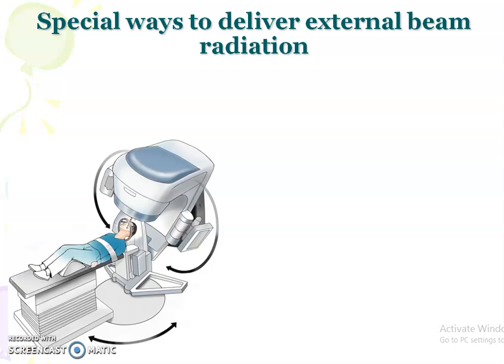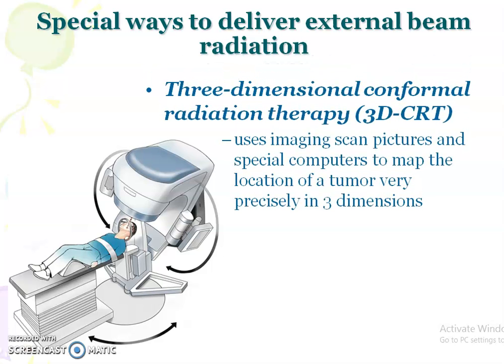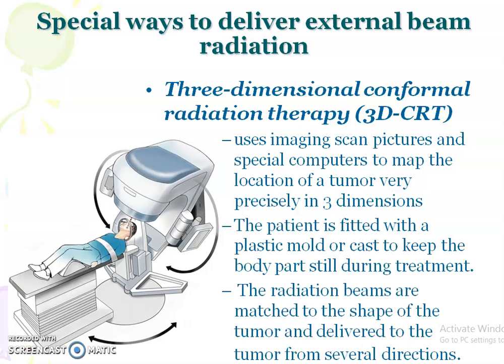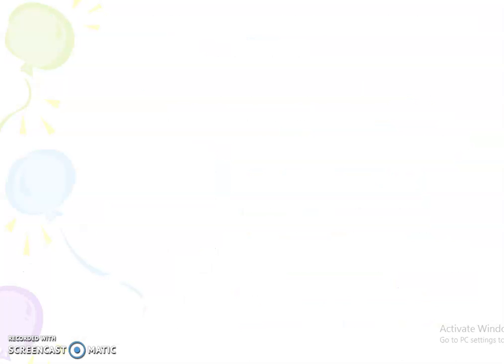There are some special ways to deliver external beam radiation, or else we can say these are the types of external beam radiation. The first one is 3-dimensional conformal radiation therapy, that is 3D CRT. Here we use imaging scan pictures and special computers to map the location of the tumor very precisely in 3 dimensions. The patient is fitted with a plastic mold or cast to keep the body part still during the treatment. The radiation beams are matched to the shape of the tumor, and the radiation is delivered to the tumor from several directions.